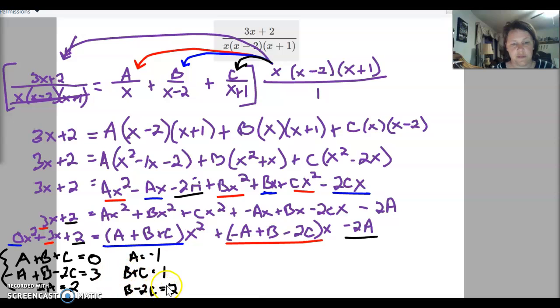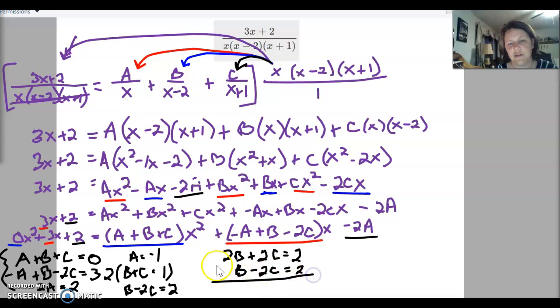So now we need to set up a system of equations that we can subtract and cancel out one of these variables. So let's go ahead and multiply this top equation here by 2. Now we have 2b plus 2c equals 2. Now our second equation, we've got b minus 2c equals 2. So now if I add those two equations down, my c's are going to cancel. So I end up with 3b equals 4, and therefore we know that b equals 4/3.